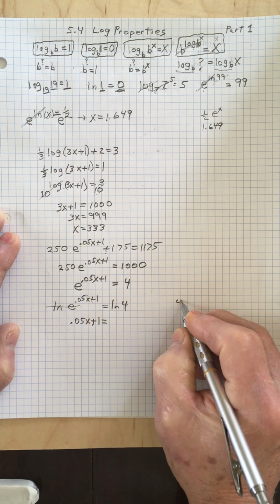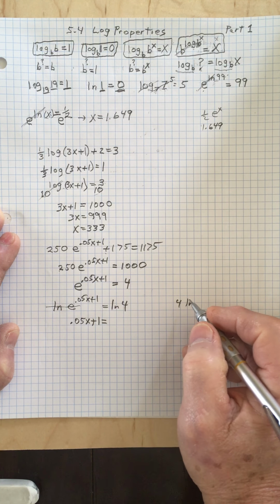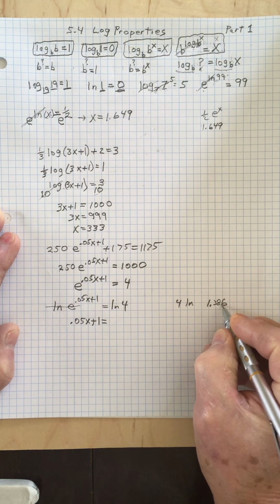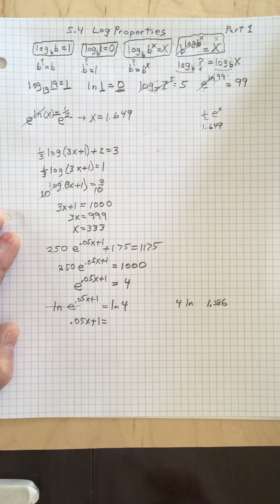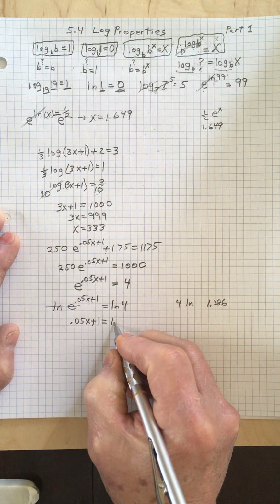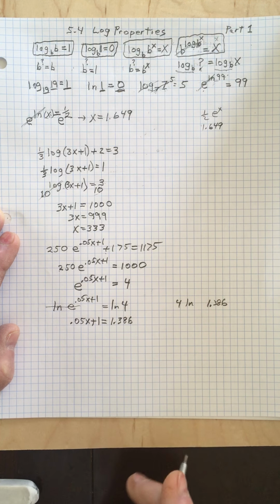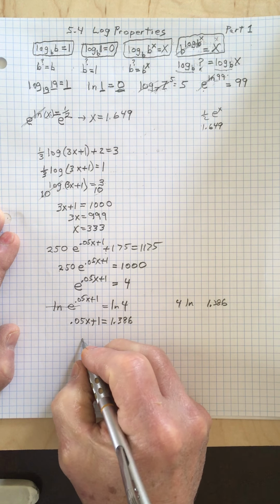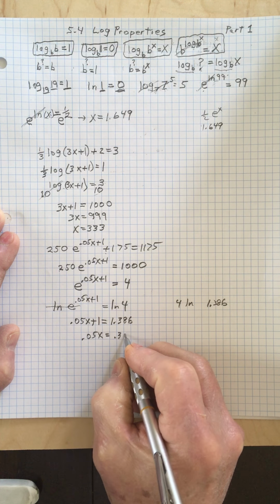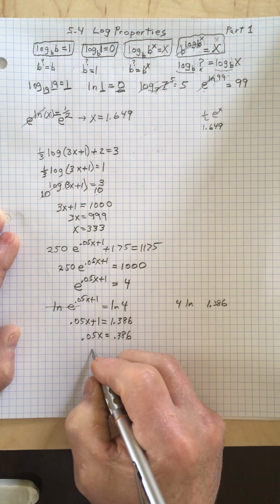And then again, if I enter 4, hit the ln key on my calculator, I'm going to get something like, and again, it's an approximation. I'm going to round to 3 places. So I should have squigglies here, but let's just do this. We're going to say that's accurate to 3 places. Now I'm going to subtract 1 from both sides. And then the last thing I'll do is divide both sides by 0.05.